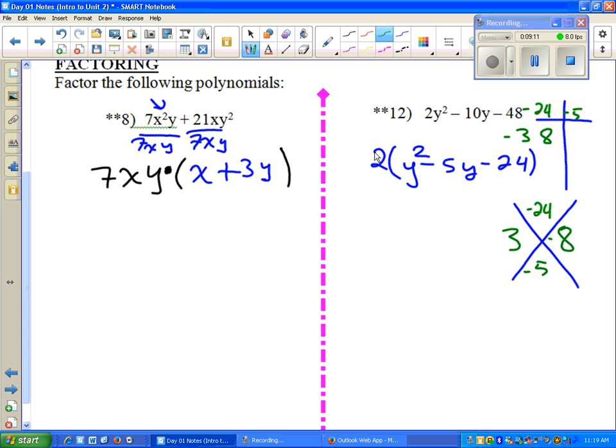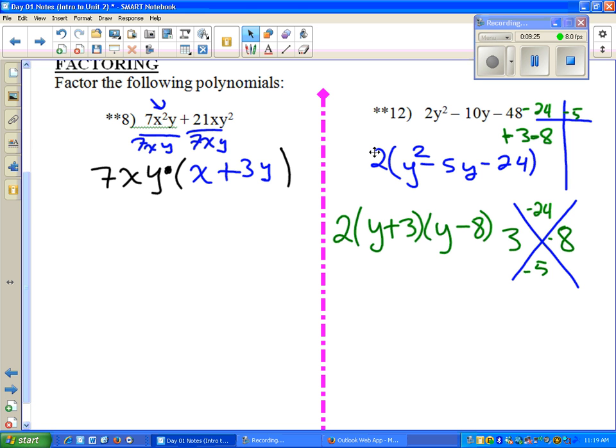And I put it on the wrong one up here. It should be a negative 8. That being said, fully factored, I have y plus 3 times y minus 8. That is fully factored.